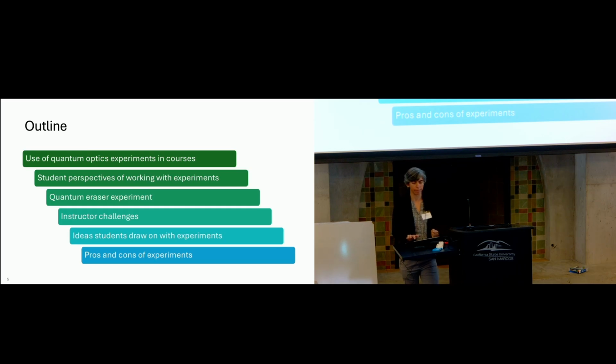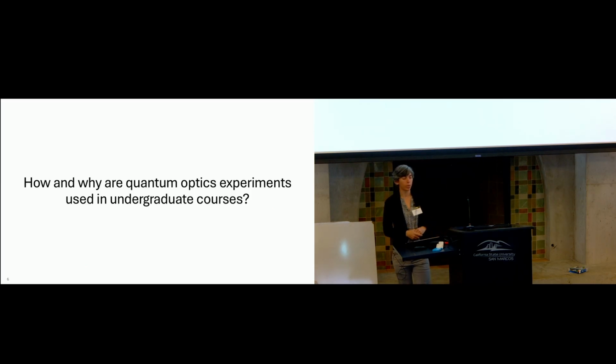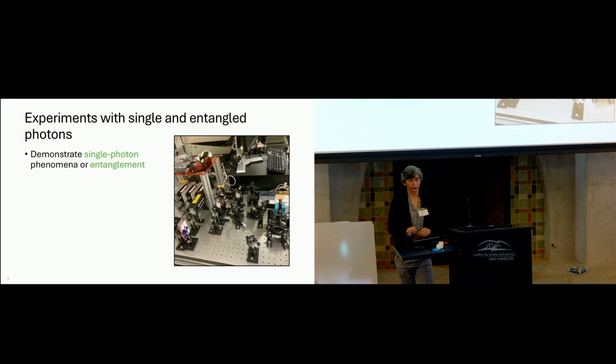So starting with the use of these experiments in undergraduate courses, just what experiments am I talking about, since you haven't actually worked with them yet? These will be physical versions of the simulations you just did. Here is a photo from my lab in Boulder. So you can see one version and you'll see a slightly different version today. These are quantum optics experiments, so they're usually used to demonstrate single photon phenomena or entanglement.